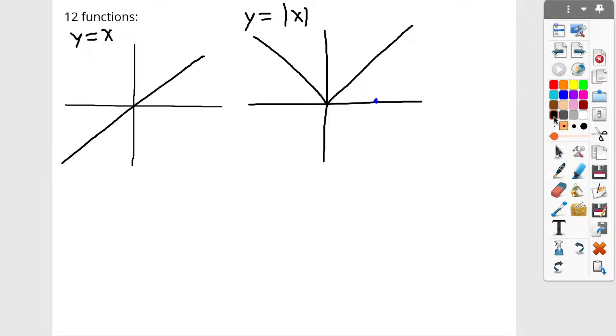So the next basic function is x squared. Why is x squared basic? It's one that you have to know. That's the main reason. X squared is a parabola.